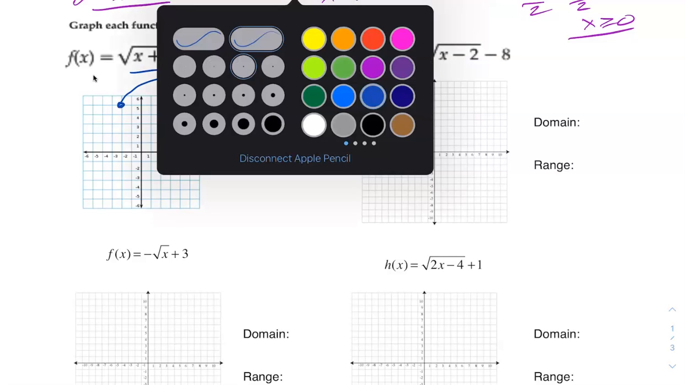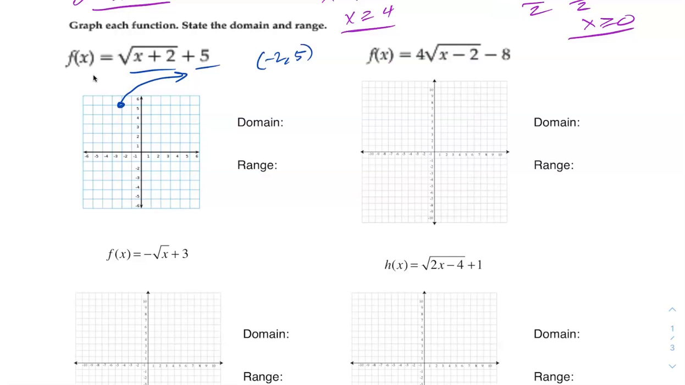Domain, x values. What's the lowest x you see? That's right here, which is negative 2. So we start at negative 2, and we go all the way until the arrow. Remember, arrow means all real numbers, so infinity, I should say. So bracket negative 2, all the way to infinity. The range, what's the lowest I see, is right here at 5, and it goes all the way to the arrow. So from 5 to infinity.